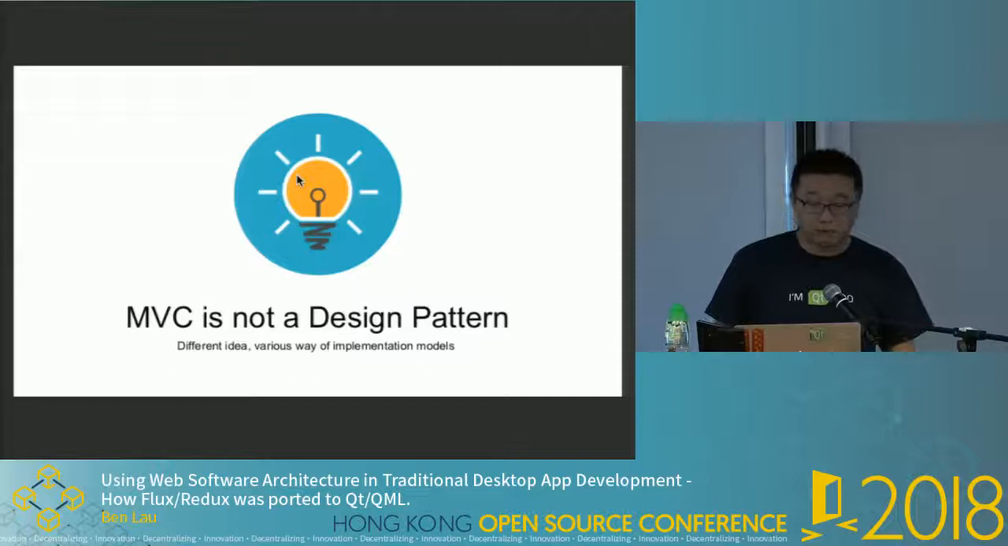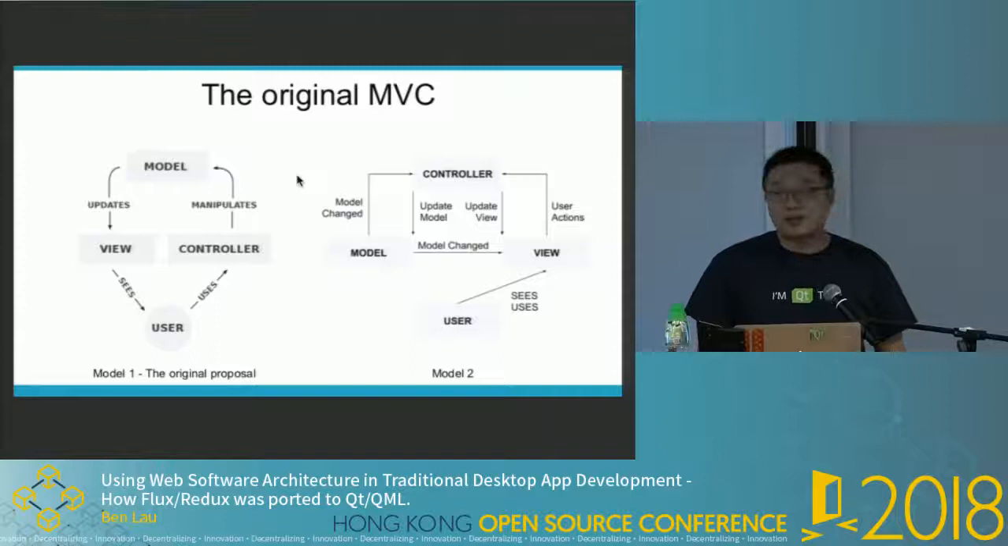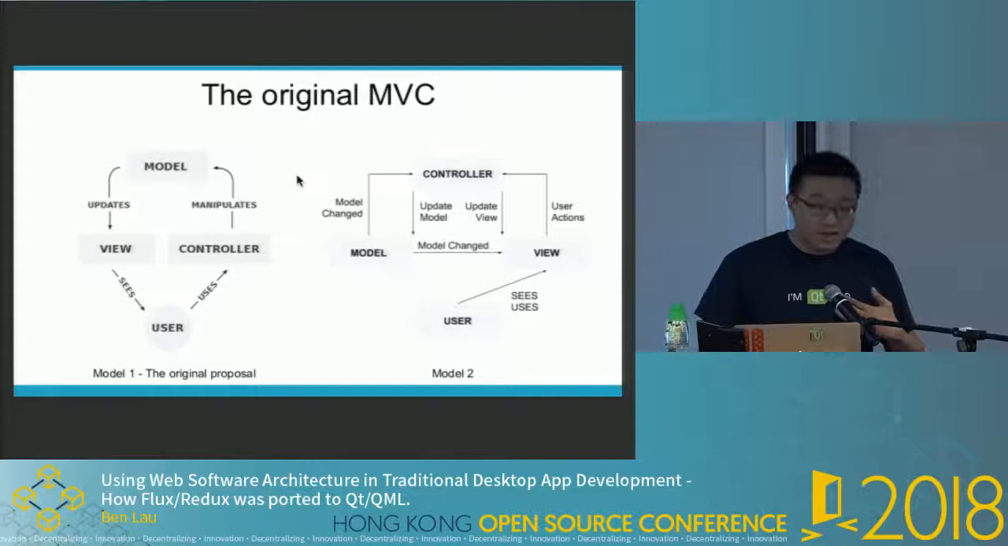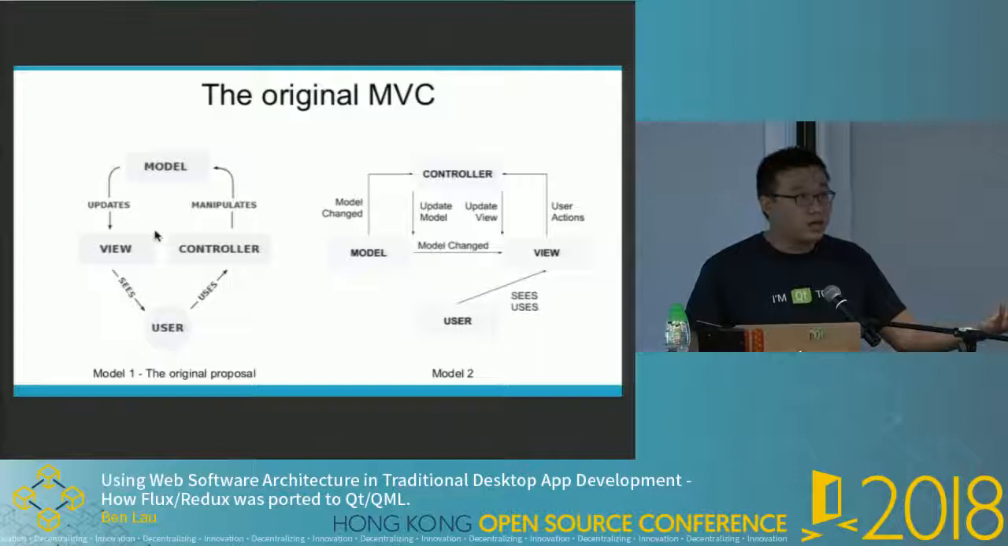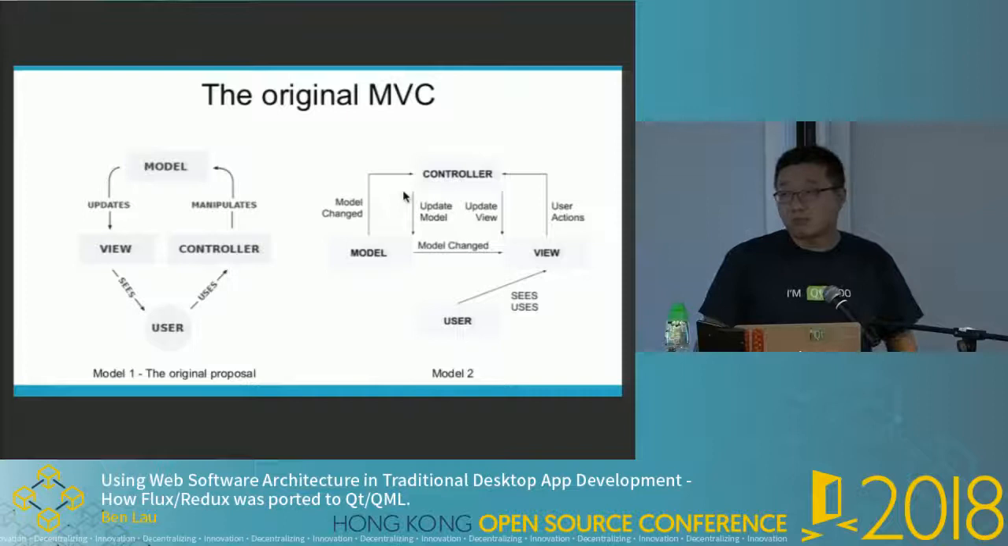Let's take an example. The MVC we are mentioning now is, in fact, not the original idea. Currently, when we talk about MVC, the controller is the bridge between view and model. But the original idea is not. I call it model 1, on the left. That's the original proposal of MVC. The controller handles the user input and then manipulates the model, and the model will update the view. That is different in model 2. But now people usually just talk about model 2, and will not mention model 1 anymore.